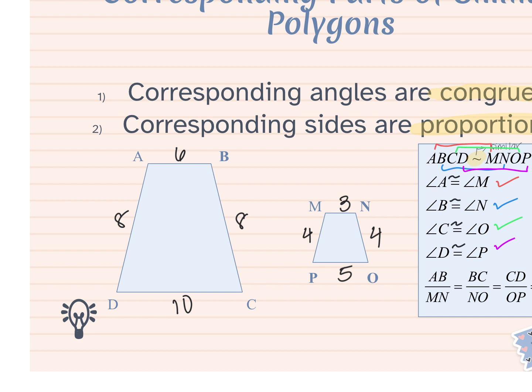Okay, so if you look at it, 3 times 2 is 6. 4 times 2 is 8. 5 times 2 is 10. So it's going up by 2. I'm going from my right shape to my left shape, and my scale factor is 2.